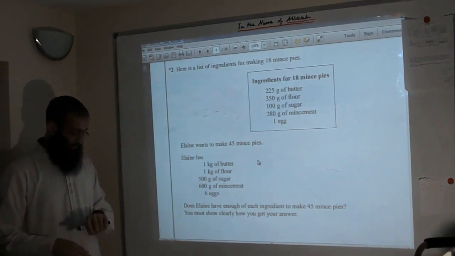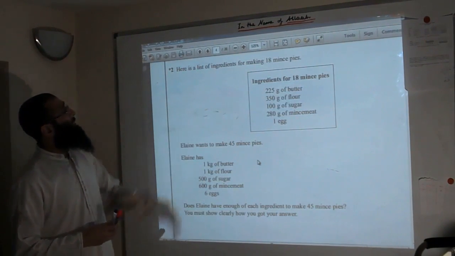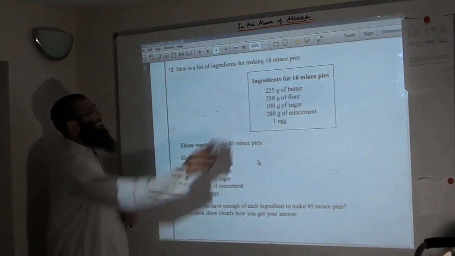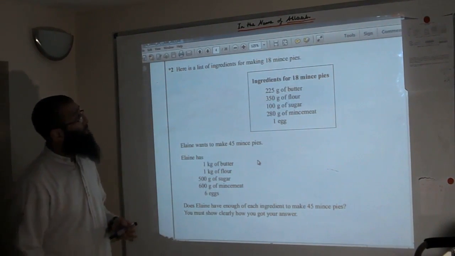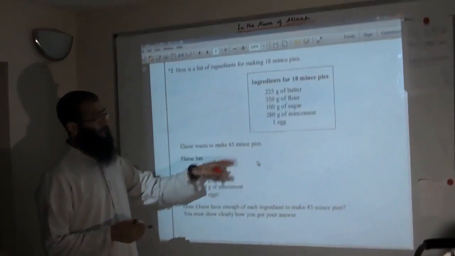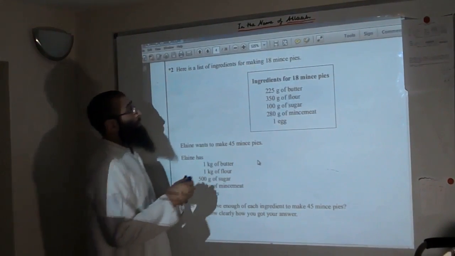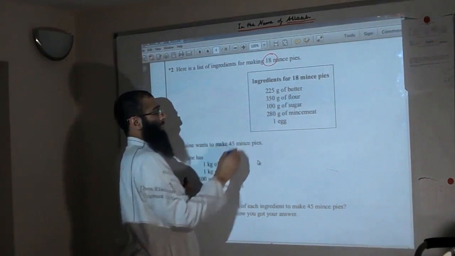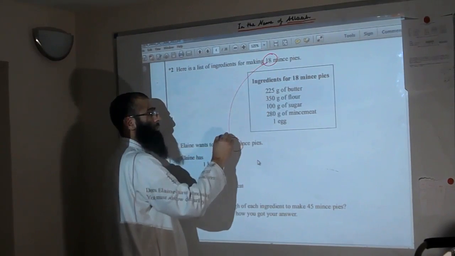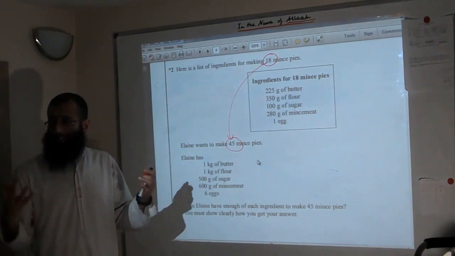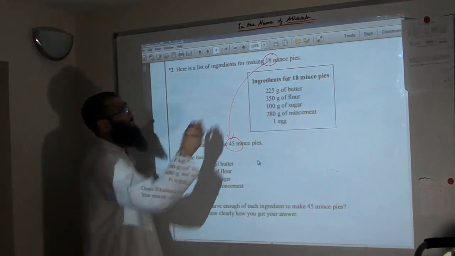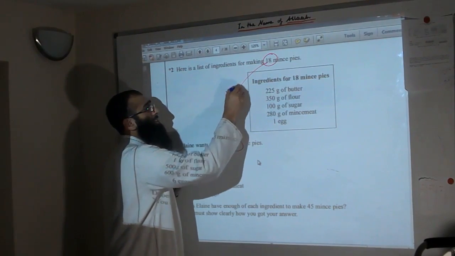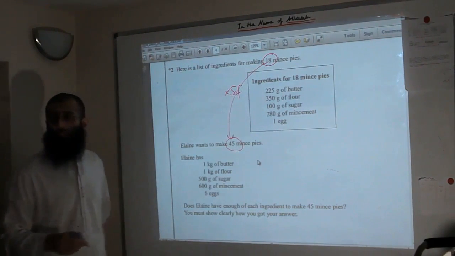Okay. Here is a list of ingredients for making 18 mince pies, and we need to work out how to make 45. So it starts at 18 and becomes 45. We've increased it by a certain number, yes? For this, we can work it out using the scale factor technique. It's a simple way of doing it.